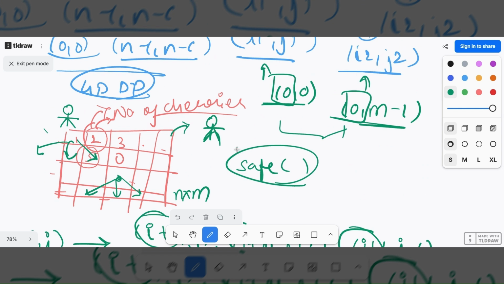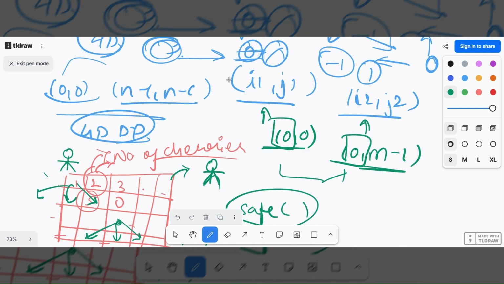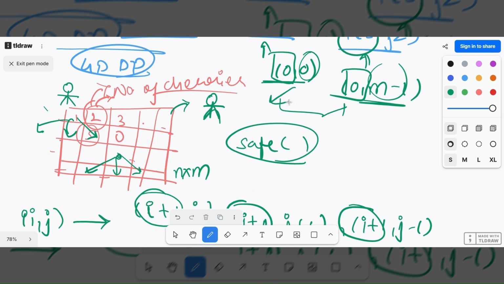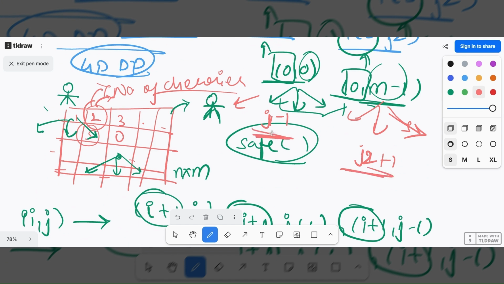So now, do we need to make two variables for I1 and I2? The J's are varying. J for this one is 0, and for this one it is m minus 1. Now this J can go here or here or here, and this J could go here or here or here. So this could be J1 minus 1, so this first person is moving this way. But this could be J2 plus 1, so this person is moving this way. So there are two different possible conditions for the jth coordinates. But for the ith coordinate, it is always moving to the next row.